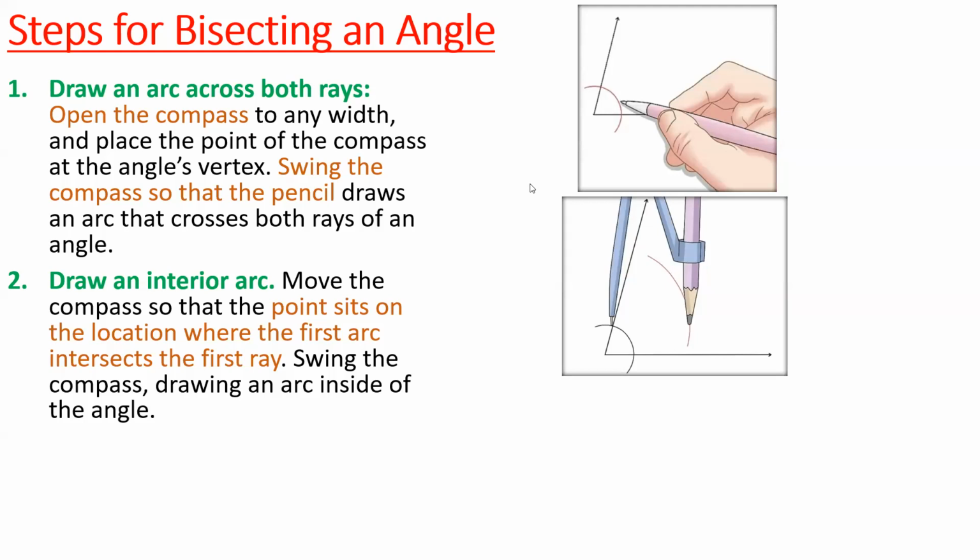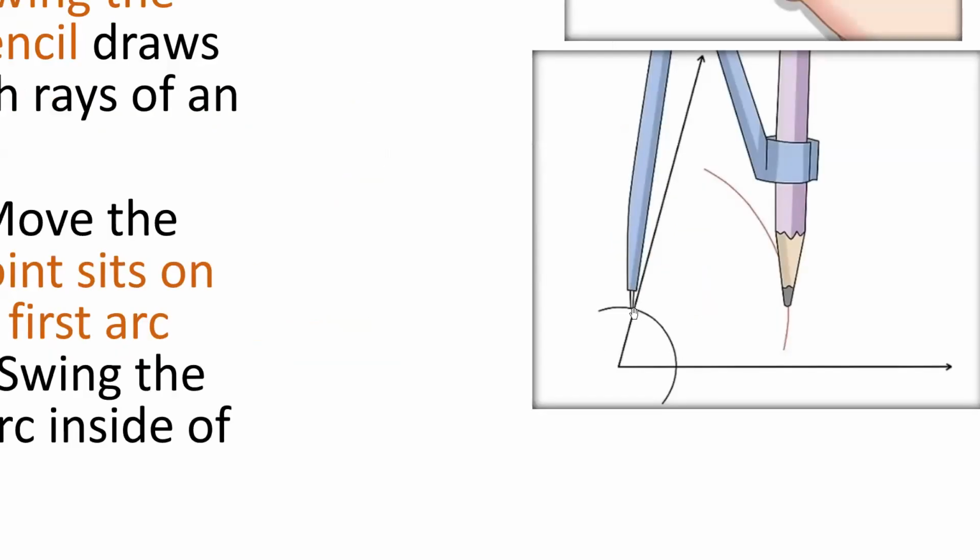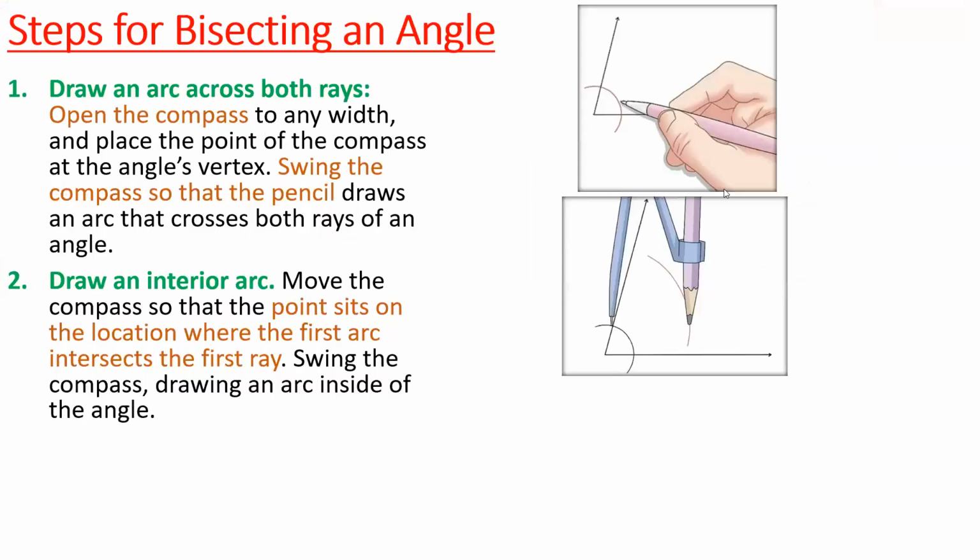Number 2, draw an interior arc. Move the compass so that the point sits on the location where the first arc intersects the first ray. Swing the compass, drawing an arc inside of the angle. Very good. So, Casey, you understand that we have to start at this particular point, right? And then we're going to draw an interior arc on the inside. You see that, right? Yes, sir, I understand. Very good. So let's move on to the third point.